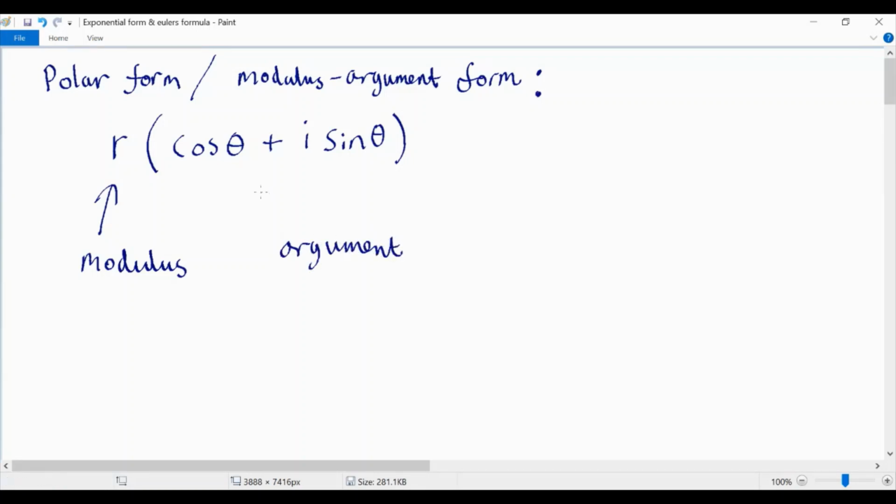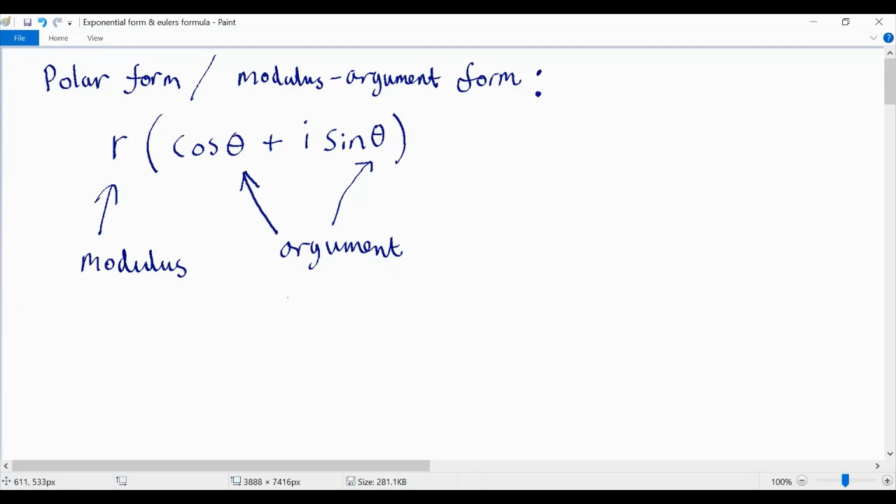Now, advantages of the modulus-argument form are that it's very easy to instantly read off from this form what the modulus is and what the argument is, but also it's very easy to convert back to Cartesian form of a complex number, because all you need to do to get the real component is multiply r by cos theta, and r by sine theta to get the imaginary component, which is useful if you're having to do any adding, because adding is easiest to do in Cartesian form, because you just add the real components and add the imaginary components.